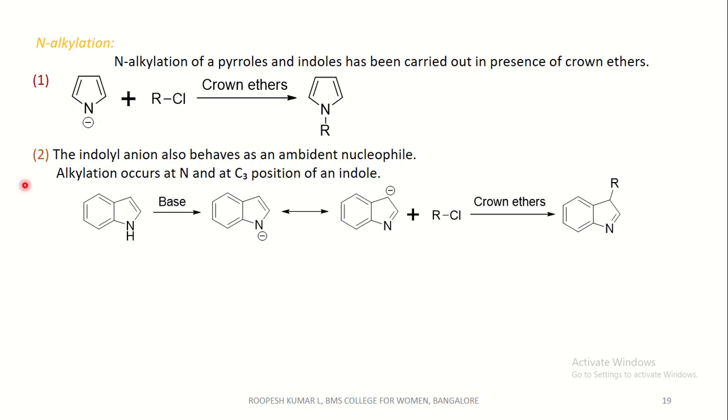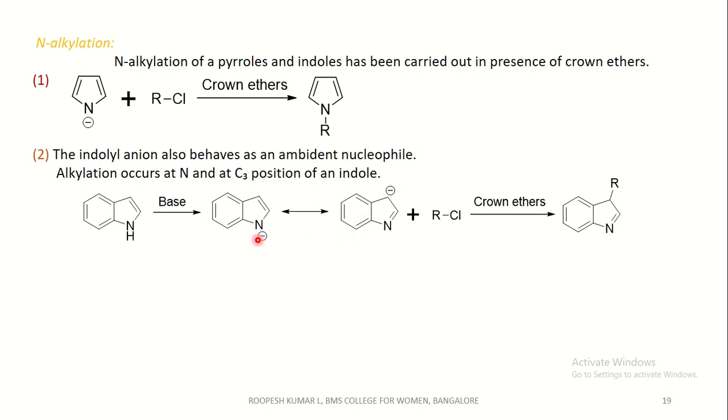Coming to the second example, the indolyl anion also behaves as an ambident nucleophile. That is, alkylation occurs at nitrogen as well as the C3 position of an indole. This is an indole that reacts with base to form the corresponding anion. This is in equilibrium with this anion.